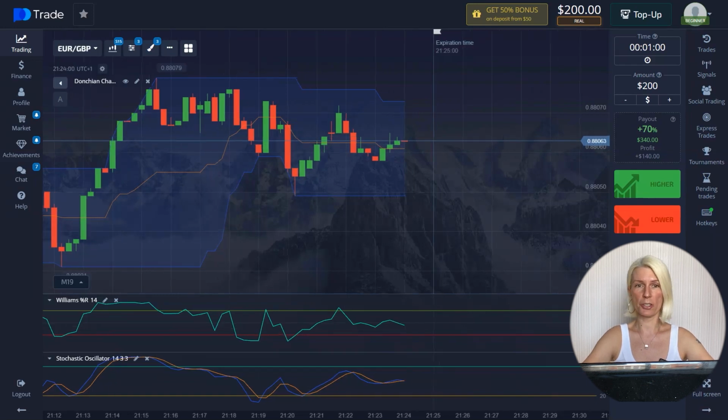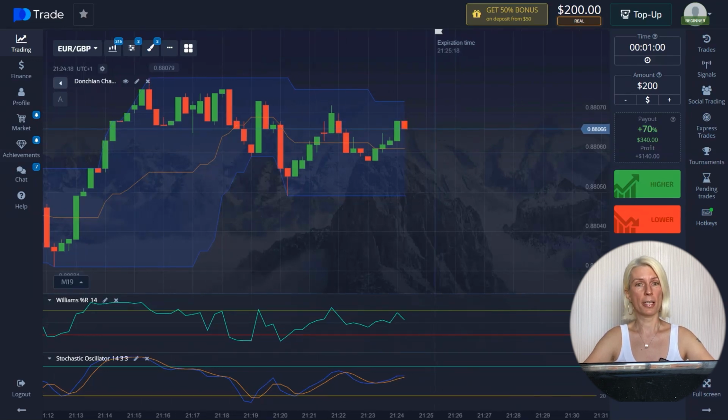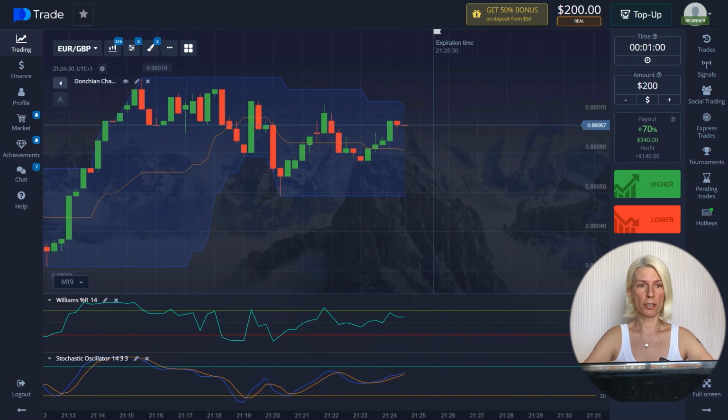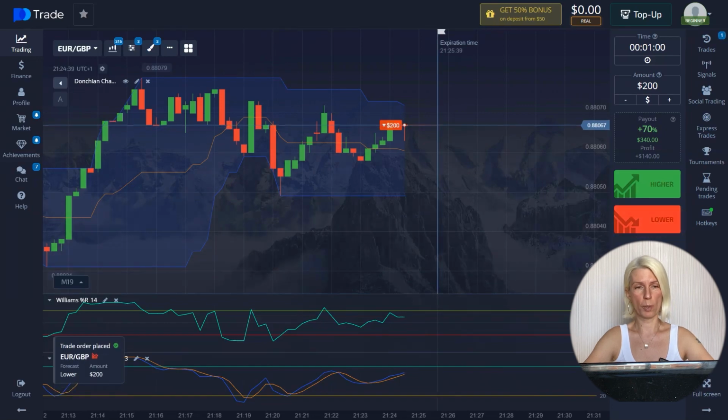The price, making some fluctuations, nevertheless tries to grow, but if you pay attention to the indicators, the stochastic indicator gives a signal about a possible price increase, but the Williams percent range indicator, on the contrary, signals a possible decline in price. The price starts an impulse decline, and on the rebound I open a down trade for 1 minute.